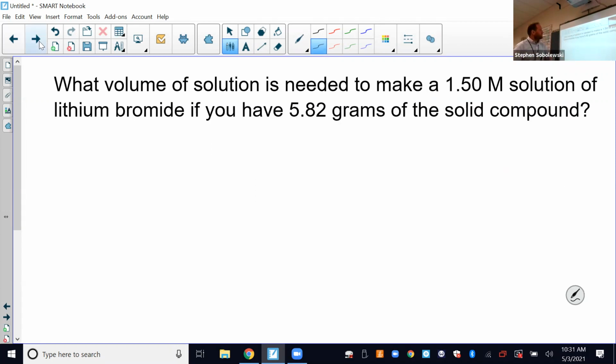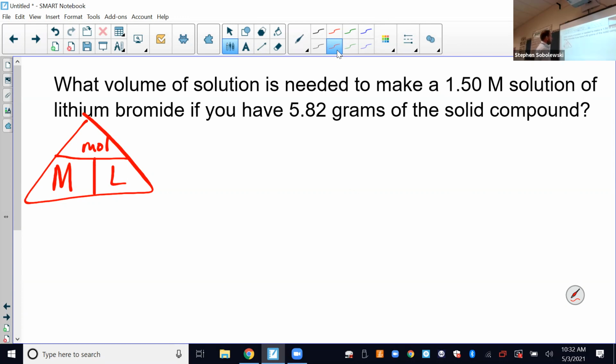What volume of solution is needed? So notice we're solving for the last of them, volume. Let's work out our equation before we even do anything else. So molarity equals moles over liter. So we can say molarity, moles, liters. That's my triangle. We're solving for volume. Now it doesn't clarify what unit, so we can leave it as liters. So liters are going to be equal to moles over molarity.